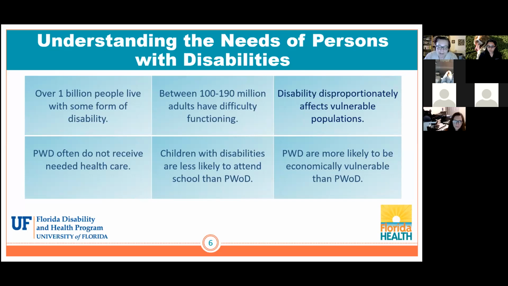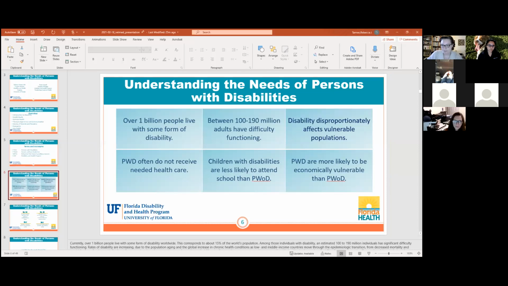If about 15% of the world's population has it, it's only going to become a more pressing issue in the future. So we do know that disability disproportionately affects vulnerable populations. We know that lower income countries have a higher prevalence of disability than higher income countries. And we also know that disability is more common globally among women, older people, and children and adults who live in poverty.